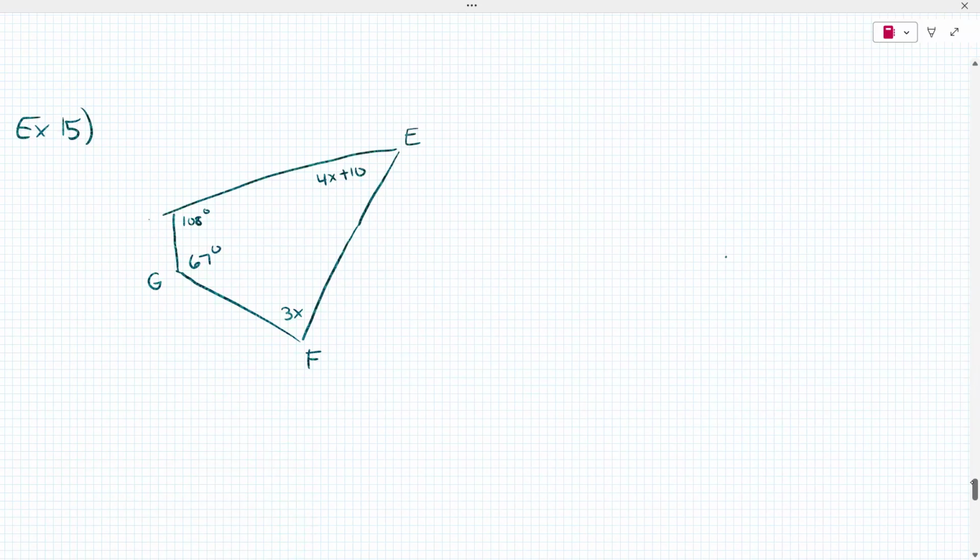Move on to 15. So here we have this polygon, we have four sides. That means the sum adds up to 360. If it was more than four sides, it's not going to be 360, right? They specifically said four sides. In order to find out what angle E is, and angle F, we first got to find x. So you got to add up all the angles and set it equal to 360.